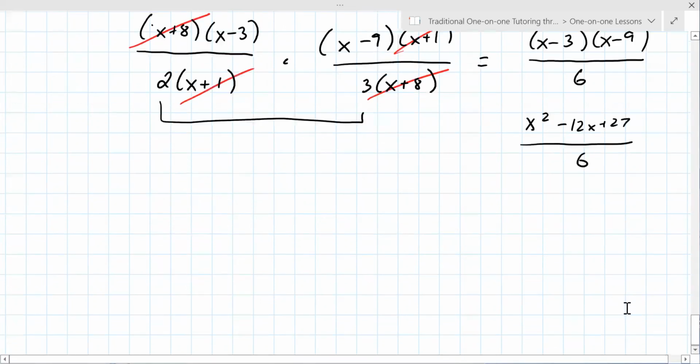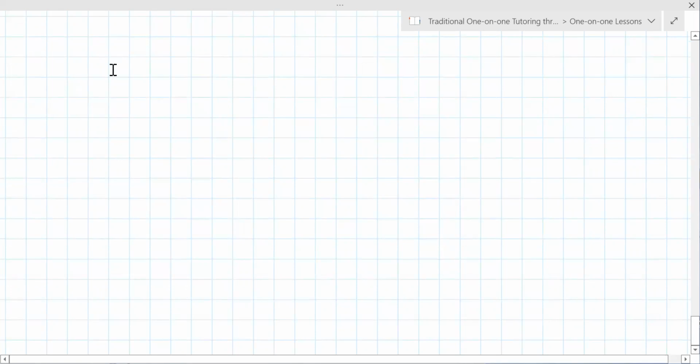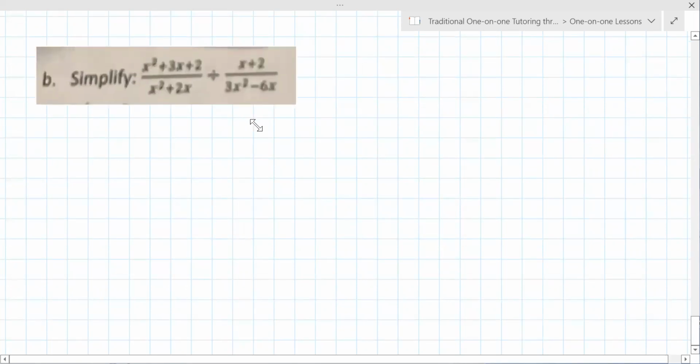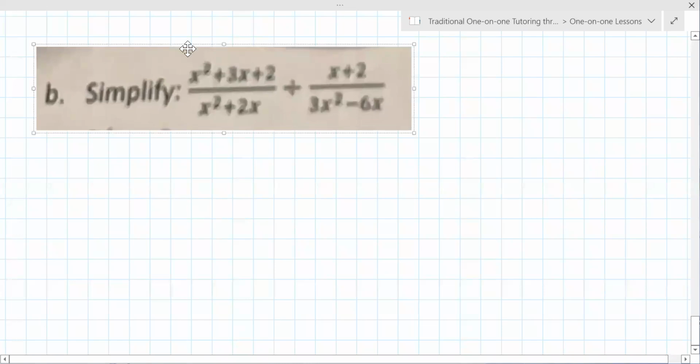Okay. Part B here. All right, so we have in the numerator x squared plus 3x plus 2, x squared plus 2x in the denominator. You're dividing x plus 2, 3x squared minus 6x. As much as I don't like it, I would recommend flipping this first so that you don't forget to do it later in the problem.